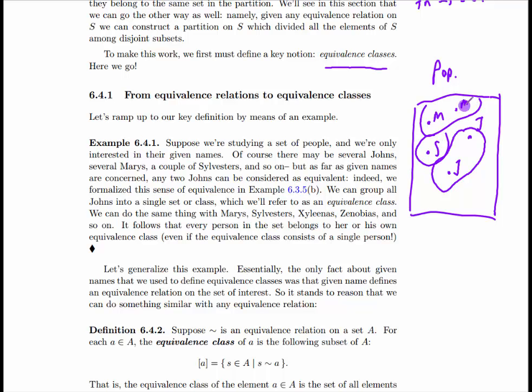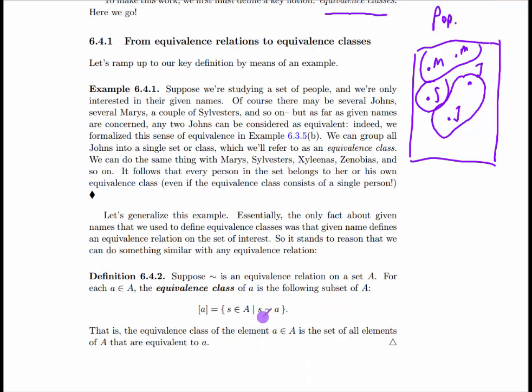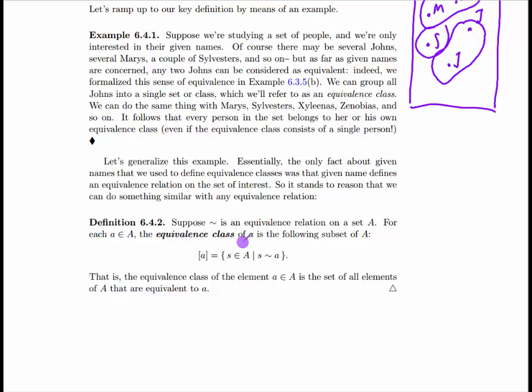Now, if I do that for all of the given names in the population, that's going to divide the set of all people up into subsets. In other words, it's going to create a partition. So what did I do? I started with a relation which was defined by first name or given name, and I created a partition from that by grouping together people who are related. Okay? So an equivalence class is simply a set of all elements in a larger set that are related.